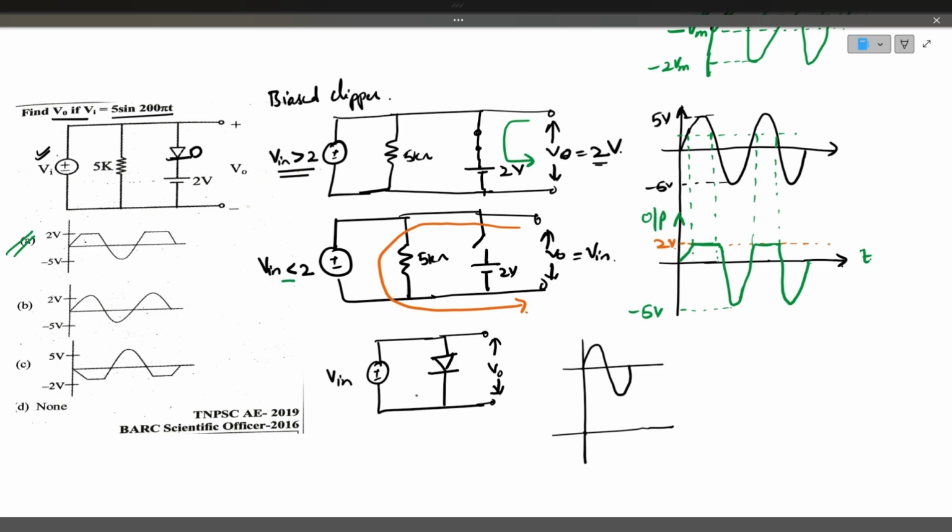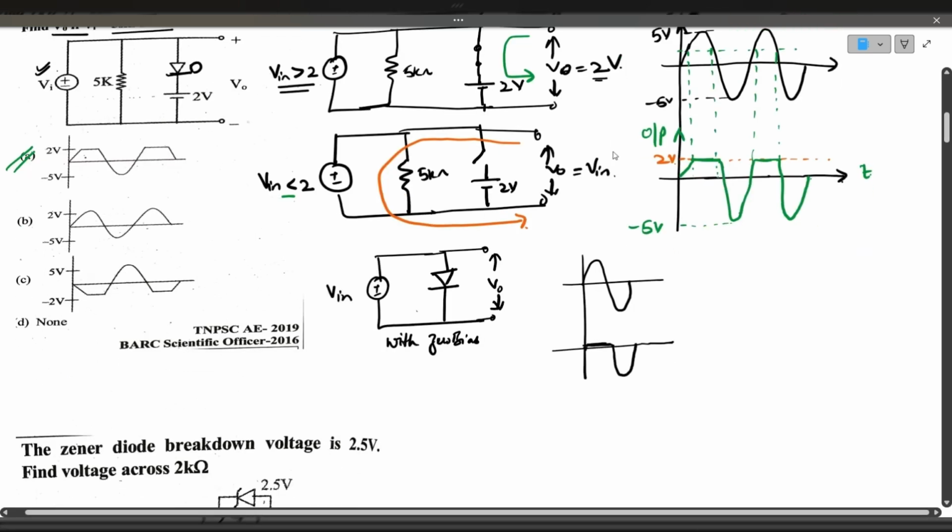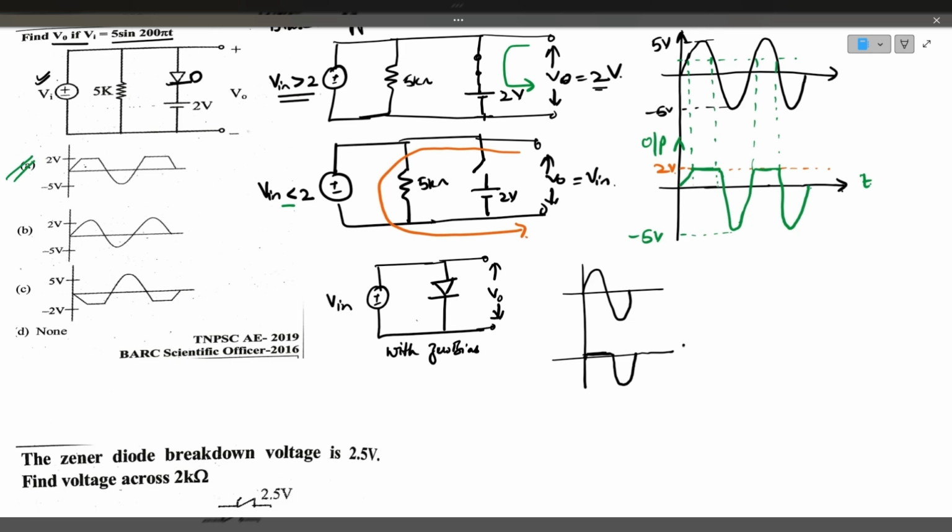As long as the diode conducts, the output voltage will be 0.7. Ideally, it is 0. So during the positive half cycles, it will be 0. During negative half cycles, the output voltage is equal to the input voltage. This is without bias, with zero bias. There is no bias voltage here.